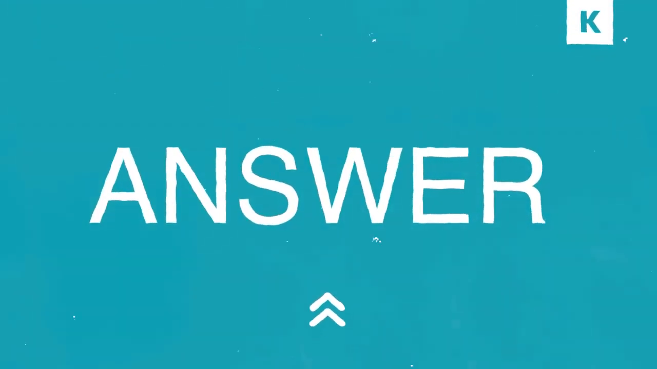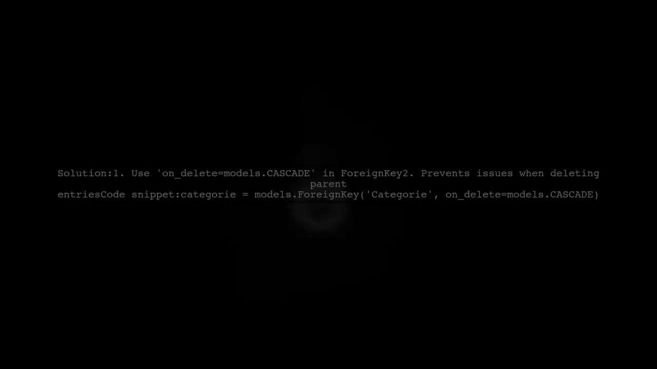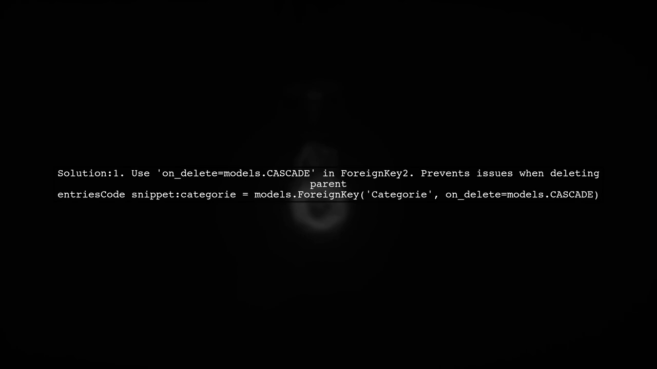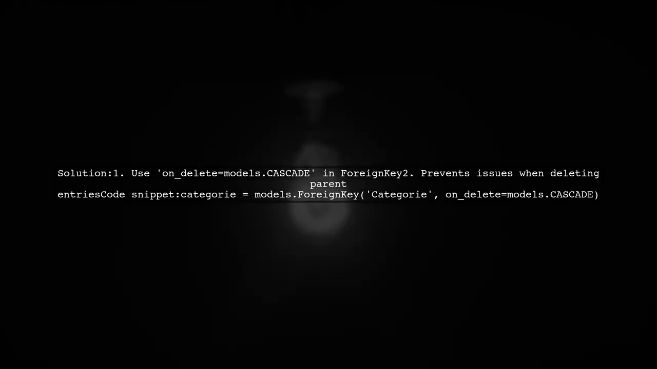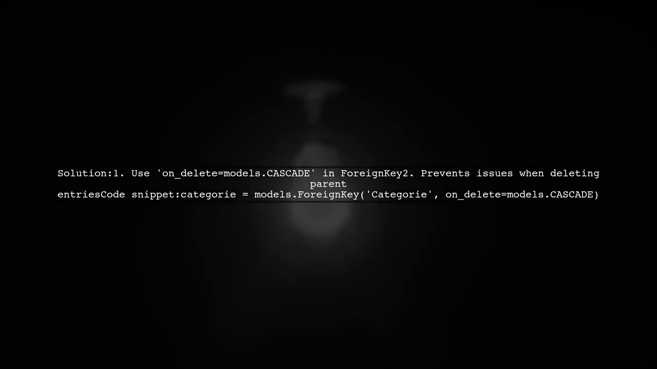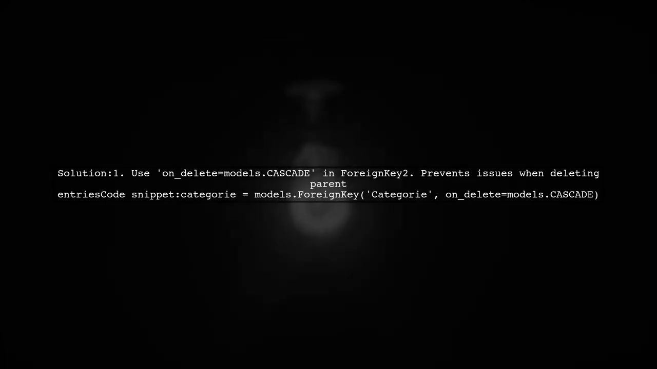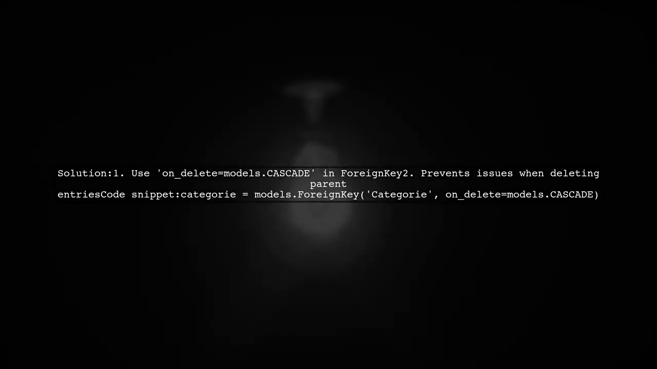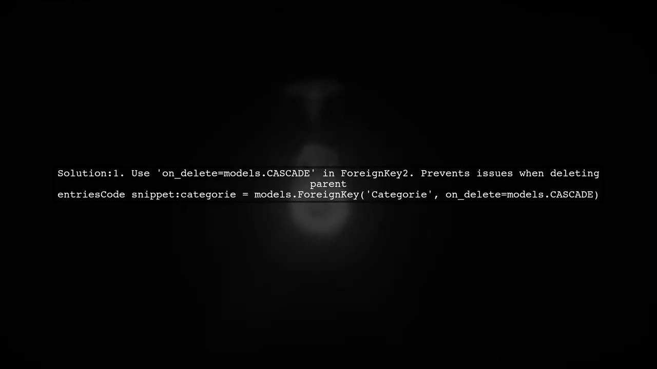Let's now look at a user-suggested answer. To fix the type error when adding a parent table after a child table, make sure to include onDelete equals models.cascade in your foreign key definition. This ensures that when a parent entry is deleted, the related child entries are also removed, preventing complications.